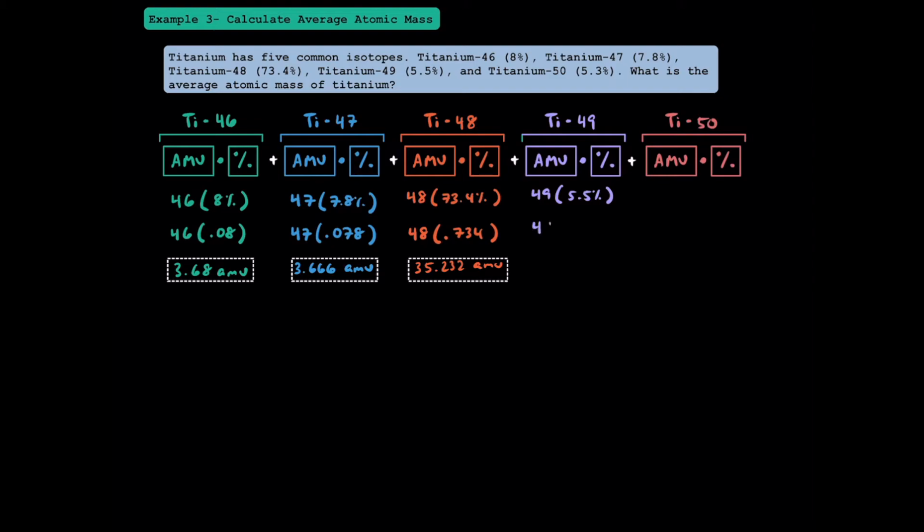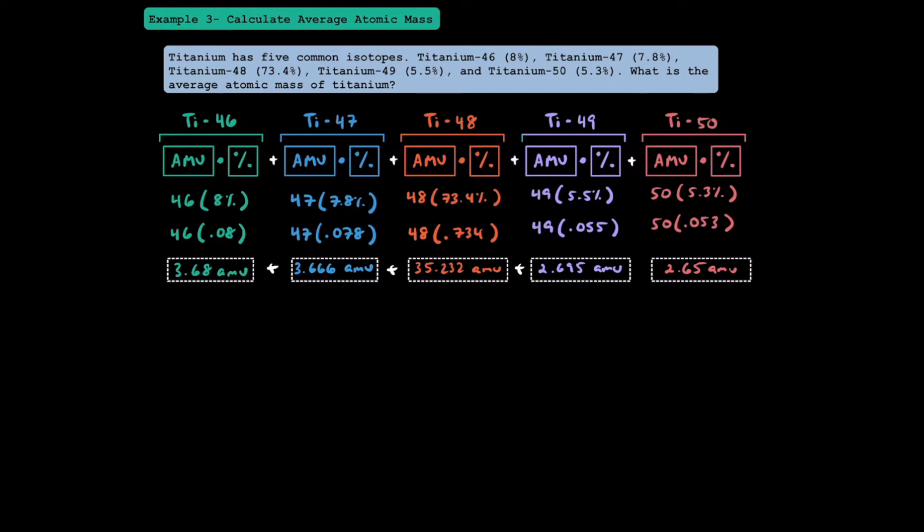Converting 5.5% to a decimal, this will be 49 times 0.055. This comes to about 2.695 AMU. And finally, for titanium-50, we're going to multiply 50 by its percent abundance of 5.3%. Converting 5.3% to a decimal, that's going to be 0.053. This will give us about 2.65 AMU. Adding these masses together, we find that titanium has an average atomic mass of about 47.923 AMU.